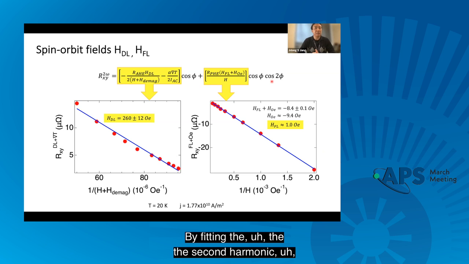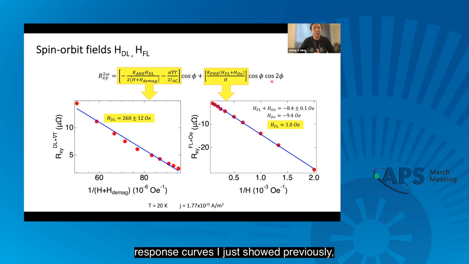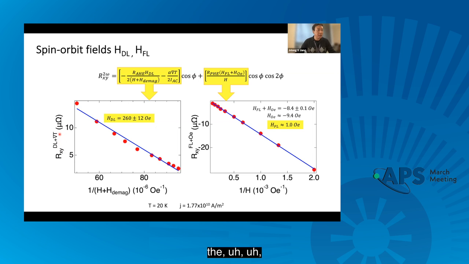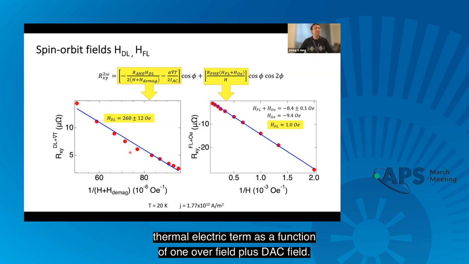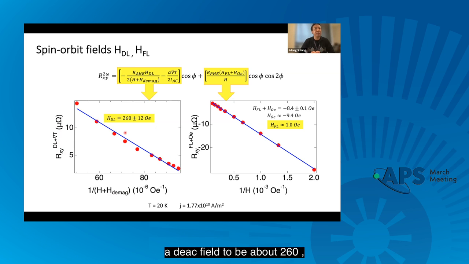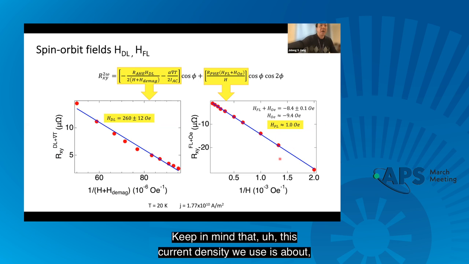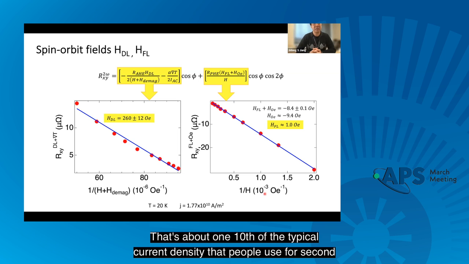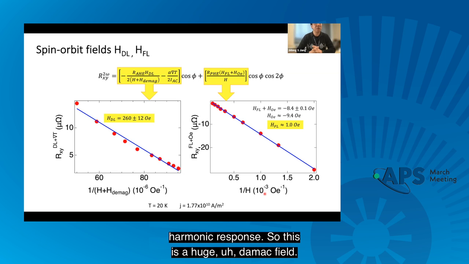By fitting the second harmonic response curves I just showed previously, we can extract the contribution from the respective terms. And here I plot the damping-like term and the thermoelectric term as a function of 1 over field plus the demagnetization field. From fitting the curve, you get a damping-like field of about 260 oersted, whereas the field-like field is about 1 oersted. Keep in mind that the current density we use is about 1.8 times 10 to the 10th amp per square meter. That's about 1/10 of the typical current density that people use for second harmonic response. So this is a huge damping-like field.